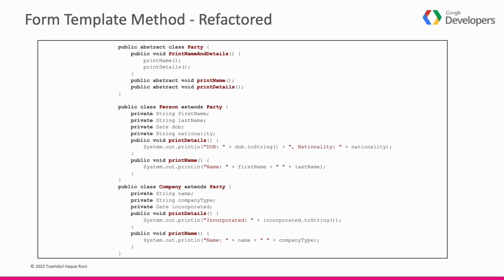Now, the subclasses don't need to duplicate the common printing logic, promoting a clearer and more maintainable design. By employing form template method refactoring, you enhance code consistency, simplify maintenance, and ensure a unified behavior across subclasses. It's a fundamental technique for creating a structured and cohesive class hierarchy.